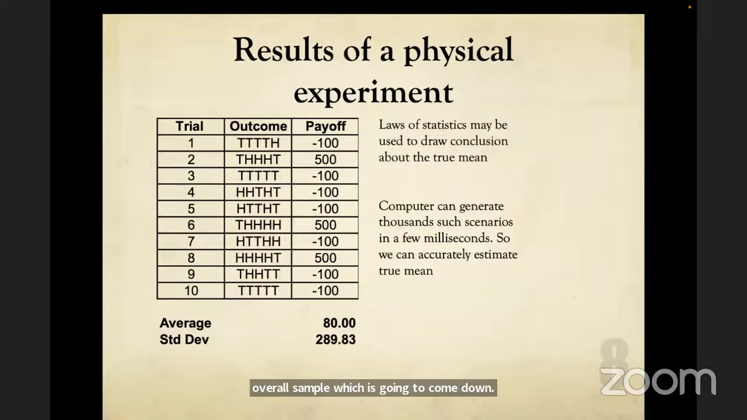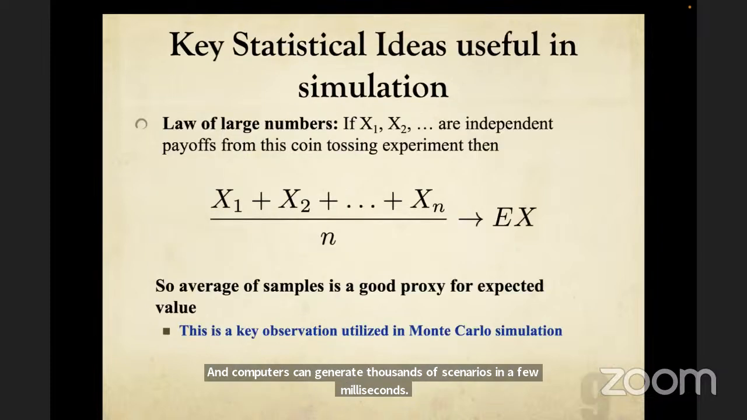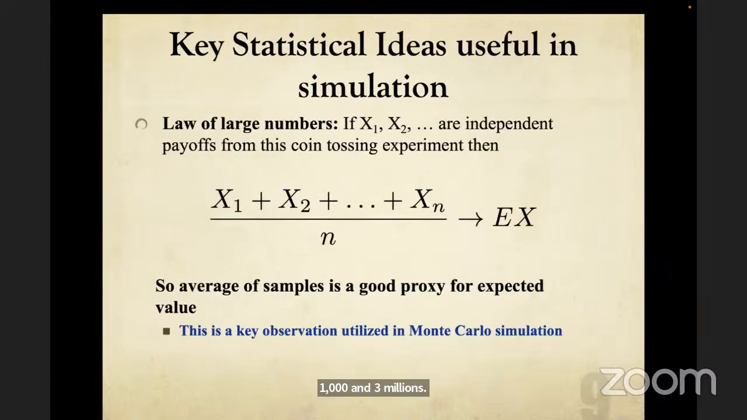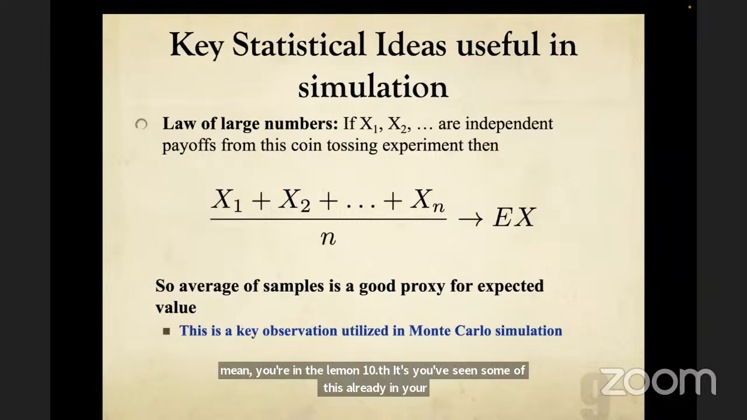So the law of statistics may be used to draw conclusions, and computers can generate thousands of such scenarios in a few milliseconds. Not thousands, actually millions. All right, so how do we do statistics? Let me just tell you all some key ideas in statistics. You're in the 11th and 12th. You've seen some of this already in your probability discussions, but let me just narrow them down for you.